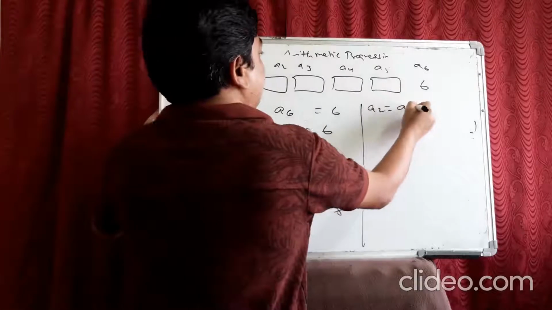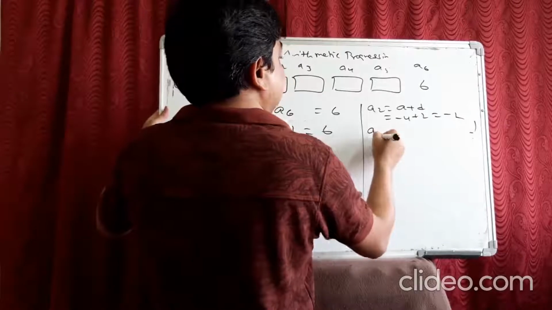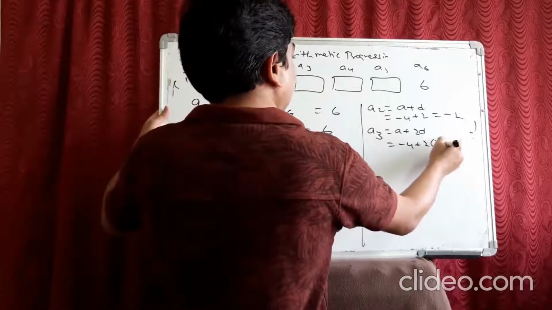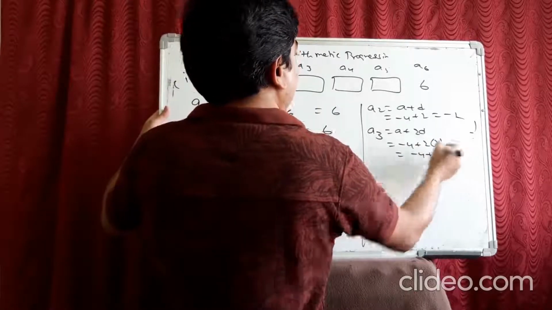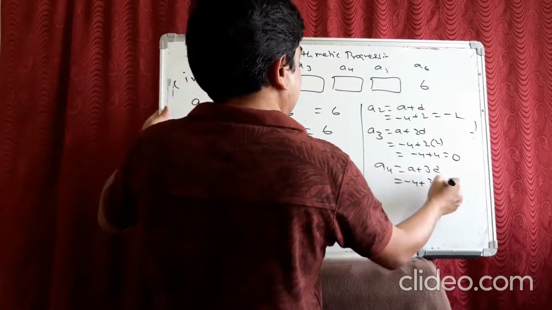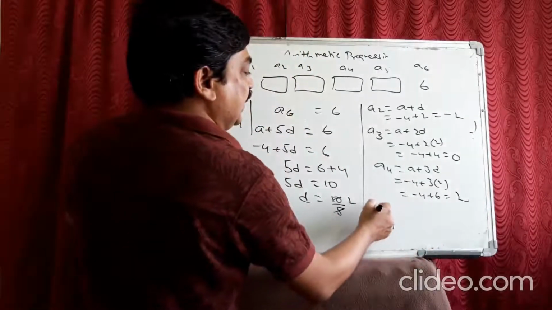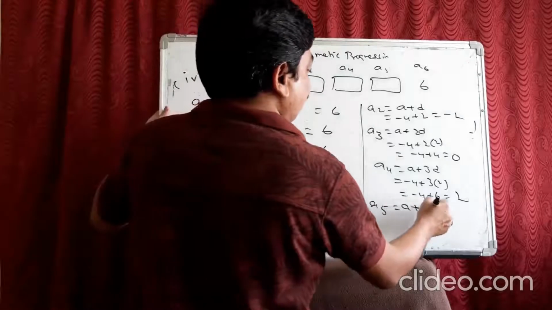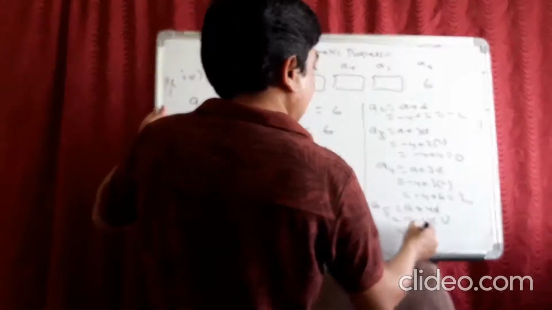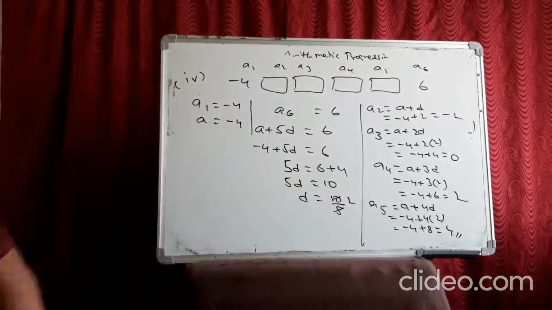We need A2. A plus 1D. So minus 4 plus 2, minus 2. Next A3 we need. A plus 2D. Minus 4 plus 2 into 2. Minus 4 plus 4, 0. A4, A plus 3D, minus 4 plus 3 into 2, minus 4 plus 6, 2. A5, A plus 4D, minus 4 plus 4 into 2, minus 4 plus 8, that equals 4. Like that you have to do. Okay?